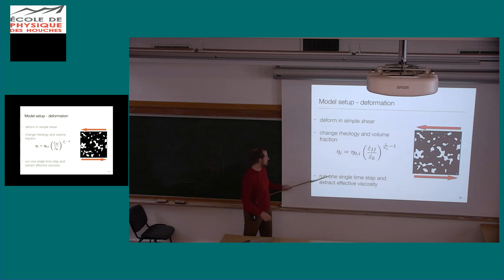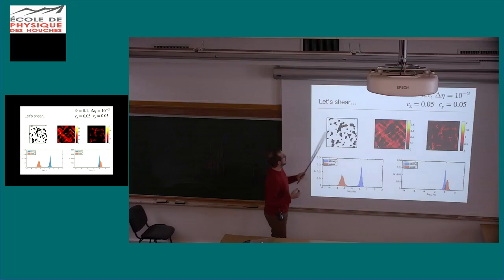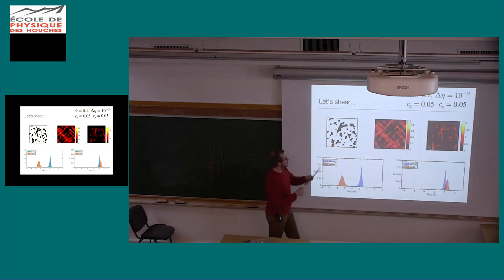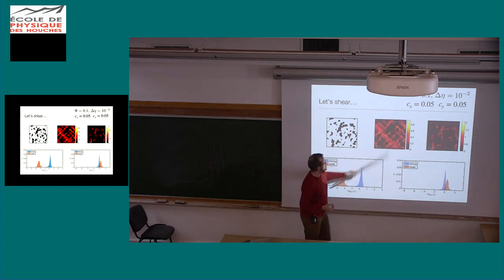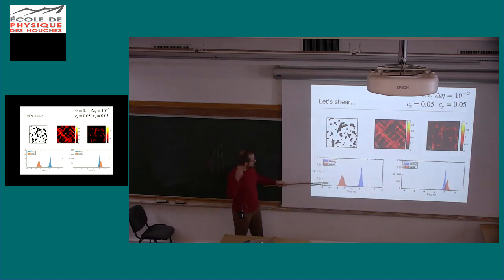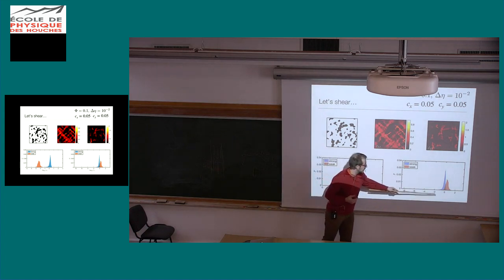And then, for example, I can just run one single time step and extract the effective viscosity. How does it look like? If I shear a medium with those properties, the medium looks like this. I shear it in simple shear. This is my stress field, and this is my strain rate field that I get. Down here you see the probability density function of the stress in my weak phase and in my strong phase, and here is the same but for the strain rate. We see the strain rate is strong in the weak phase.